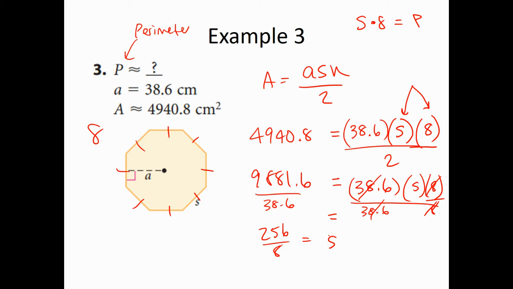But if we're clever on this, we'd see s is 32, but s is not what we want. Actually, what we want is this previous answer. We want the perimeter, which would be, if the side lengths are all 32 and there's 8 of them, we do 8 times 32, which is the number we already had, 256.